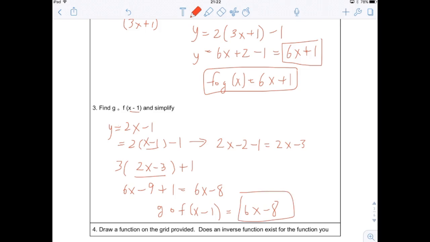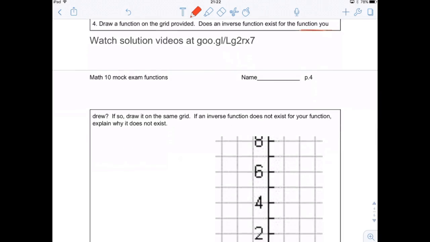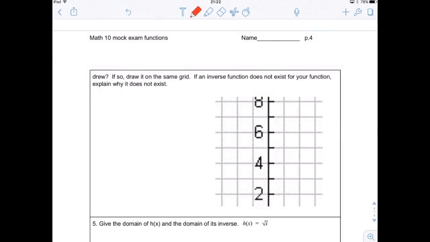All right. Moving on. Ooh, this got cut up a little bit in the solution. Sorry about that. Draw a function on the grid provided. Does an inverse function exist for the function you drew? If so, draw it on the same grid. If an inverse function does not exist for your function, explain why it does not exist. Okay. I'm going to draw a typical function, and like this thing got really screwed up here.